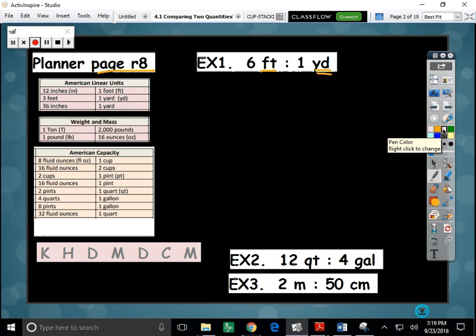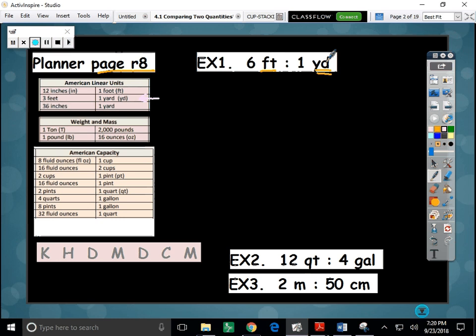I want you to use again your reference pages, or maybe you're going to look at the copy of information that I found here on the side. We're looking for something that's going to help me go from feet to yards or yards to feet. Well, I noticed that in linear units here in this first section, it says that 3 feet is the same as 1 yard. Well, I have some options then. I could turn my feet into yards, or I could turn my yards into feet.